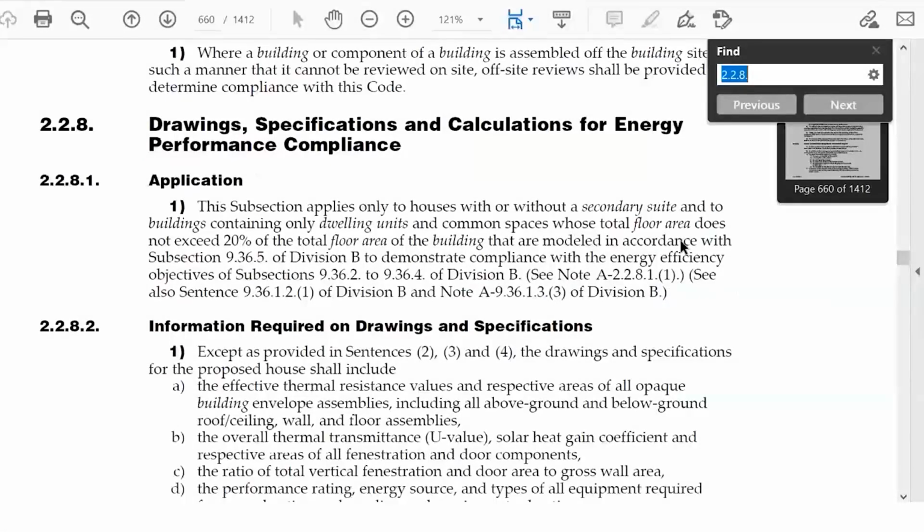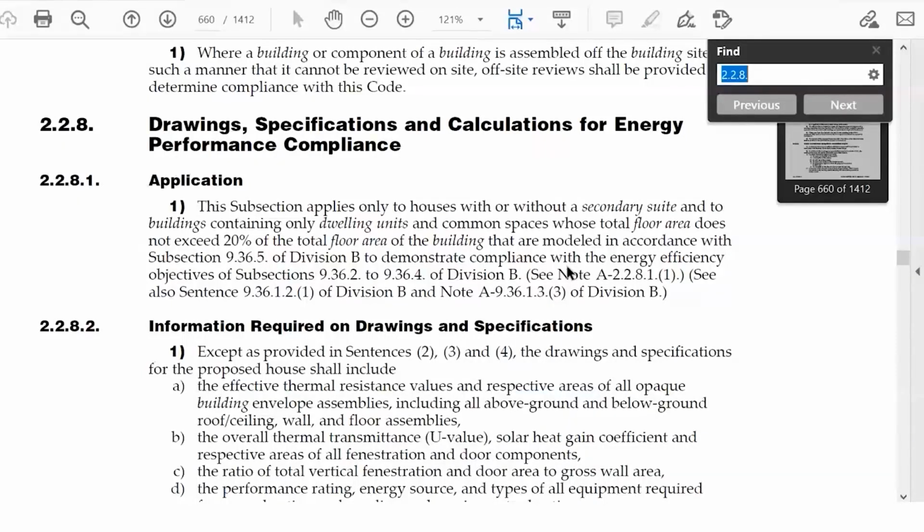Now in the National Building Code, we have the provisions in Division C, which are generic requirements for submissions. But of course, in your local jurisdiction, they will have specific provisions related to what information you need on drawings, what drawings to submit, what specifications you need to submit, and what calculations you need to submit. However, in the National Building Code, they're telling us the minimum submission requirements that would be required for energy compliance, performance compliance in 2.2.8.